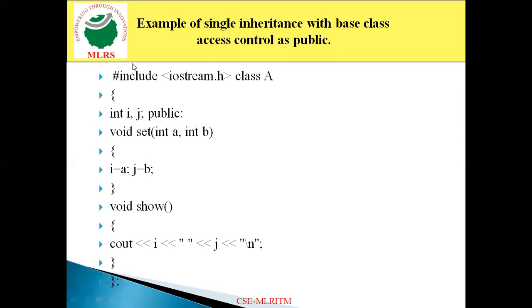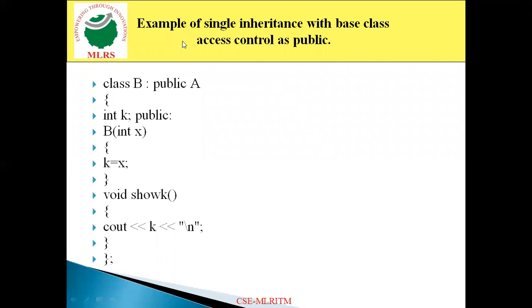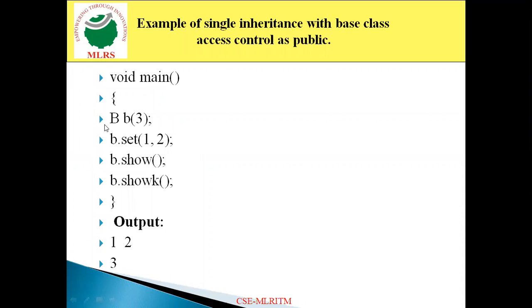Then again, go for the next one. Here we derive a new class, that is nothing but B, from the base class A in the public section. Int K is under the private section, and under the public section I specify constructor B with parameter X. K is equal to X. Then I specify one more member function, showK, which is meant to print the K value on the output screen. Then close the function, close the class. Thereby the class terminates. Then come to the main function.